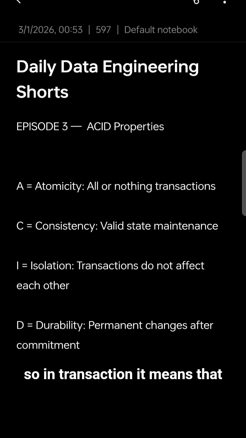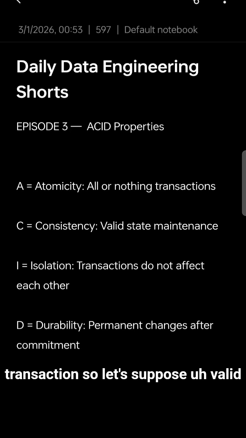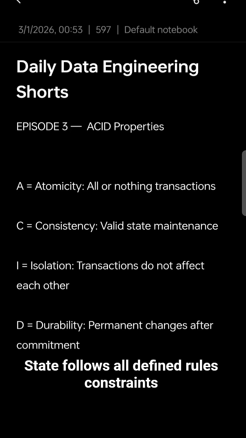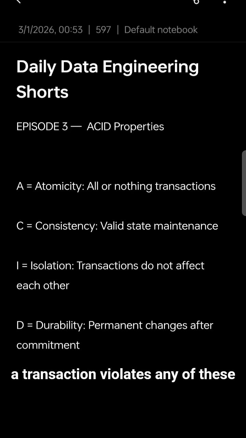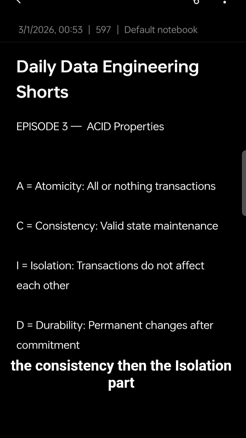Coming to consistency, it means that the database must remain in a valid state before and after the transaction. A valid state follows all defined rules, constraints, and relationships, like primary and foreign keys in a table. If a transaction violates any of these rules, it is rolled back to prevent corrupt and invalid data. For example, if a transaction deducts money from one bank account but does not add it to another, it violates consistency.